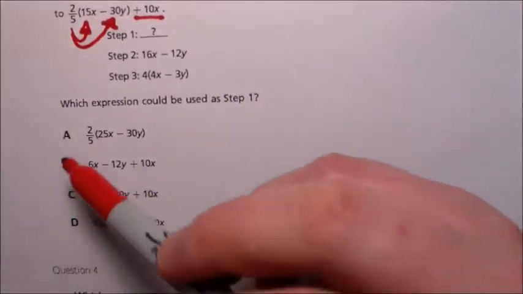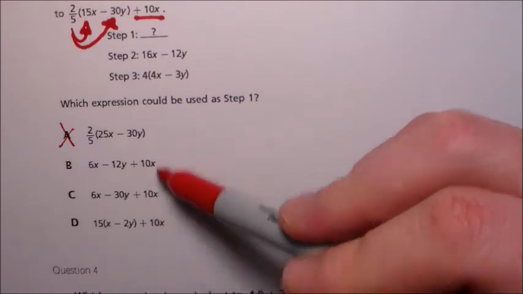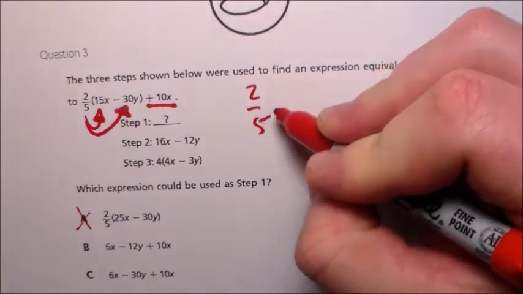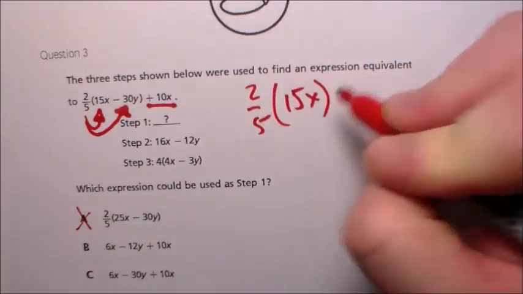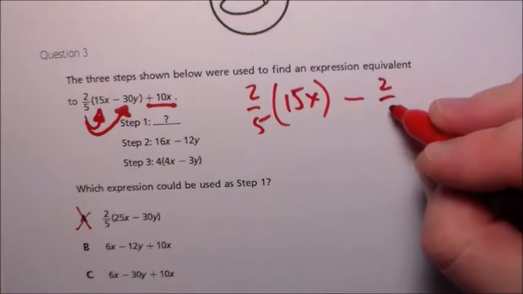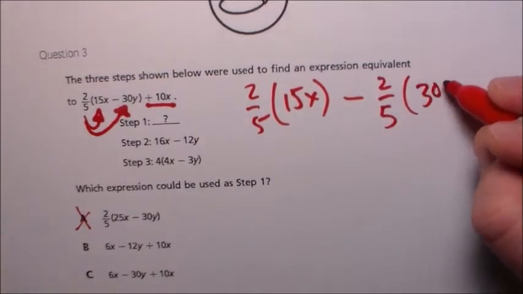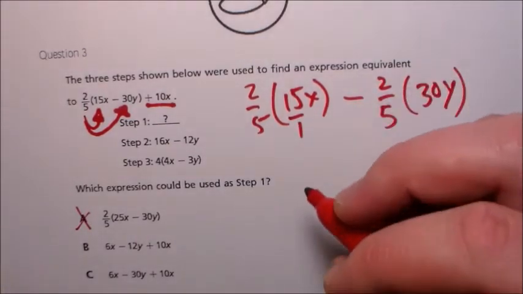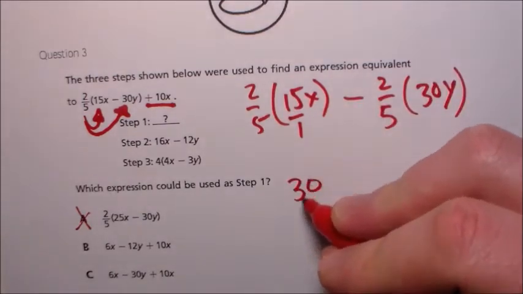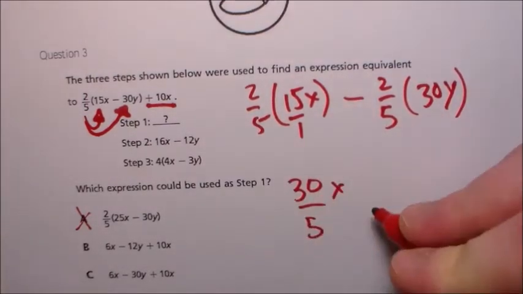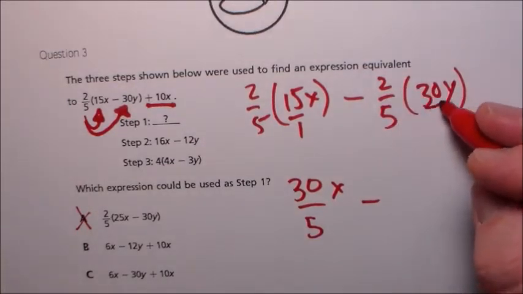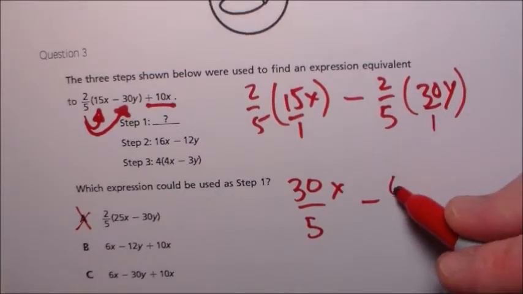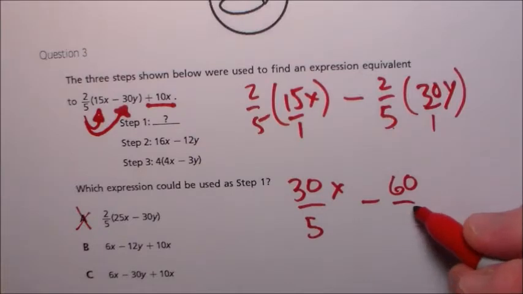So right away we know that choice A is bad, because we're going to have to keep plus 10x. Okay, so what do we do? We multiply 2/5 times 15x, and we're going to have subtraction. We have 2/5 times 30y. 2/5 times 15 can be thought of as 15 over 1, right? So we have 2 times 15 is 30 over 5 times 1, 5x minus 2/5 times 30 can be thought of as 2/5 times 30 over 1. 2 times 30 is 60. 5 times 1 is 5.